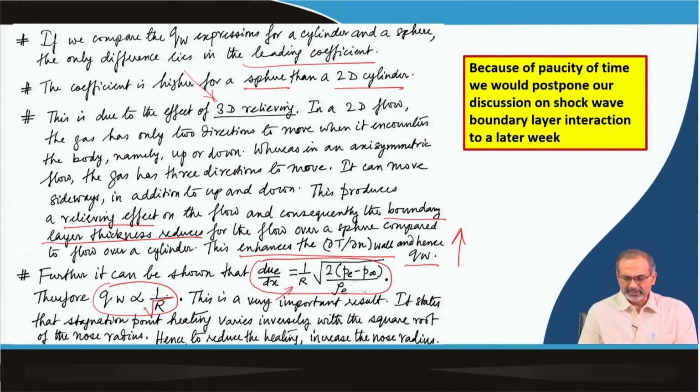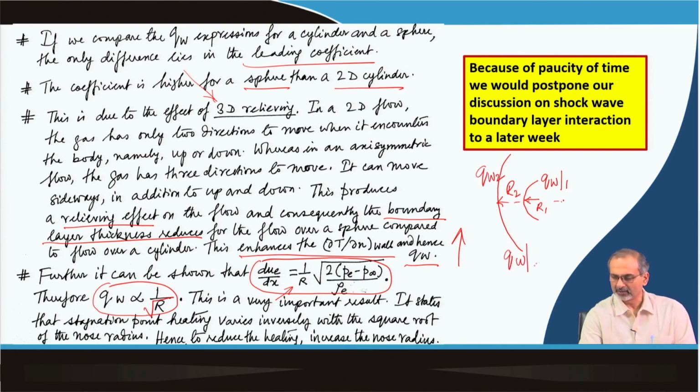Hence, to reduce the heating, increase the nose radius. So, instead of making it a small one, you make it more blunt. Here it is a small radius, here it is a larger one. So, we are talking about creating a larger radius so that the QW can be reduced. So, here the QW1 and the QW2, how do they compare? The 1 will be higher than the 2.